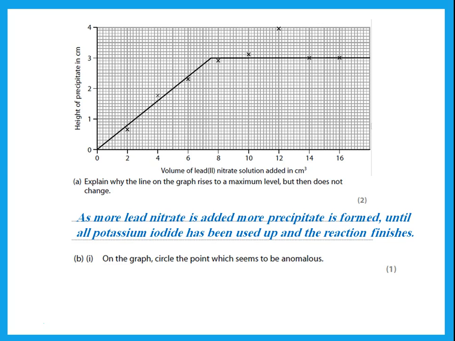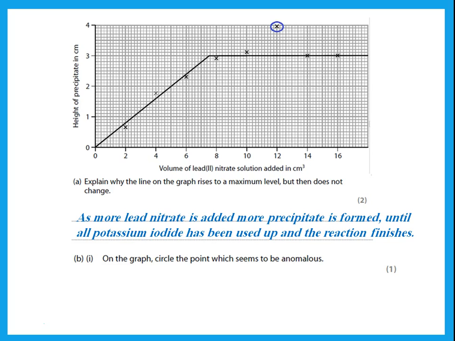So on the graph, circle the point which seems to be anomalous. Of course, we said anomalous means away from the curve. So you put a circle around that point that is way up there at 12 centimeter cubed of lead nitrate and 4 centimeter of height. Can you see that up there?